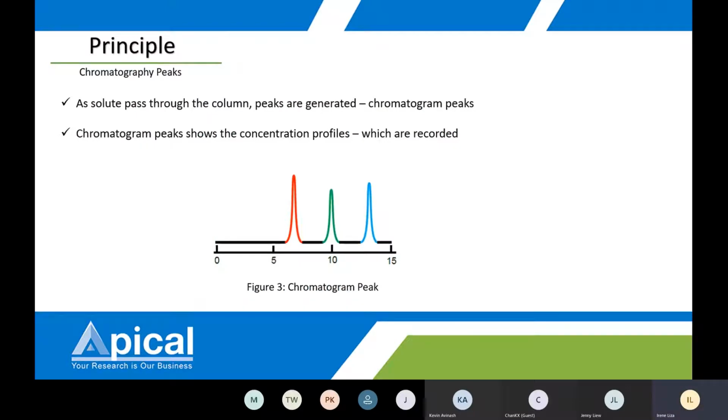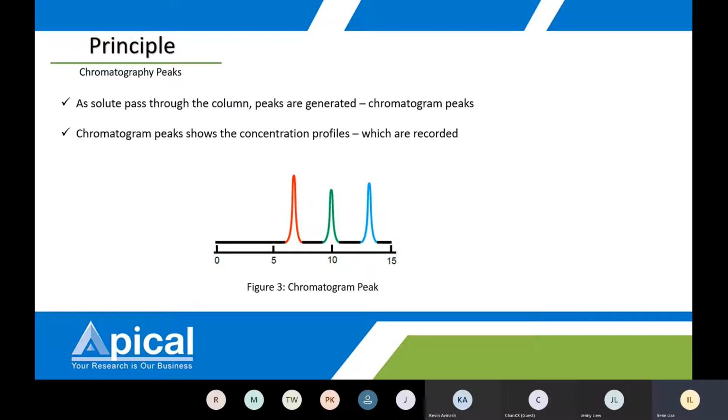Another important thing in chromatography is the peaks. When the solute passes through the column, peaks are generated, which are known as chromatogram peaks. Chromatogram peaks show how concentrated certain compounds are in that particular sample, and it is recorded in a time frame. So maybe in 5 seconds, 5 minutes of the flow, you tend to get a peak coming out.